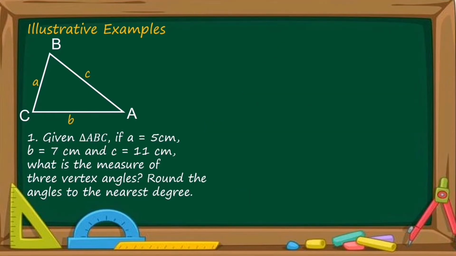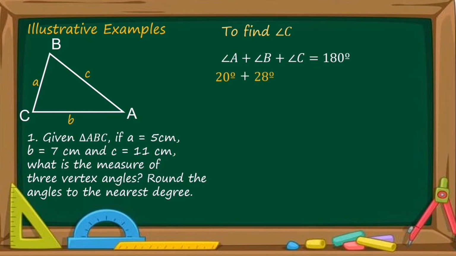Lastly, let us compute for angle C. In the computation of angle C, since we have already the two angles, let us apply the Angle Sum Theorem. So that is angle A plus angle B plus angle C is equal to 180 degrees. Our angle A is equal to 20 degrees plus our angle B is equal to 28 degrees plus angle C is equal to 180 degrees.